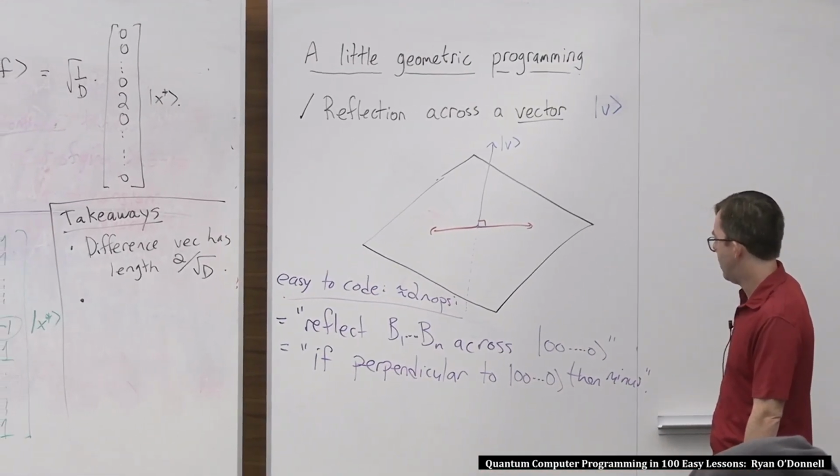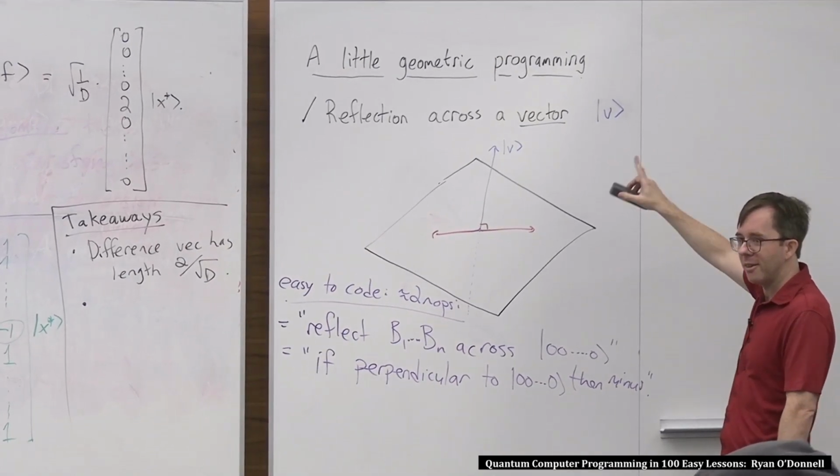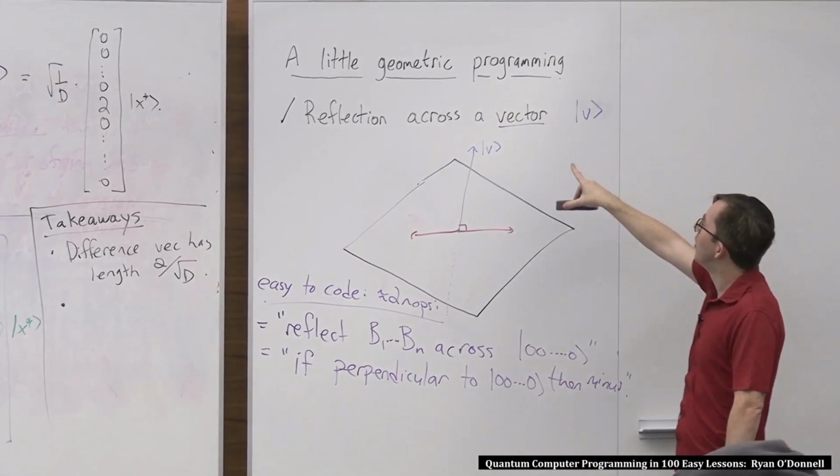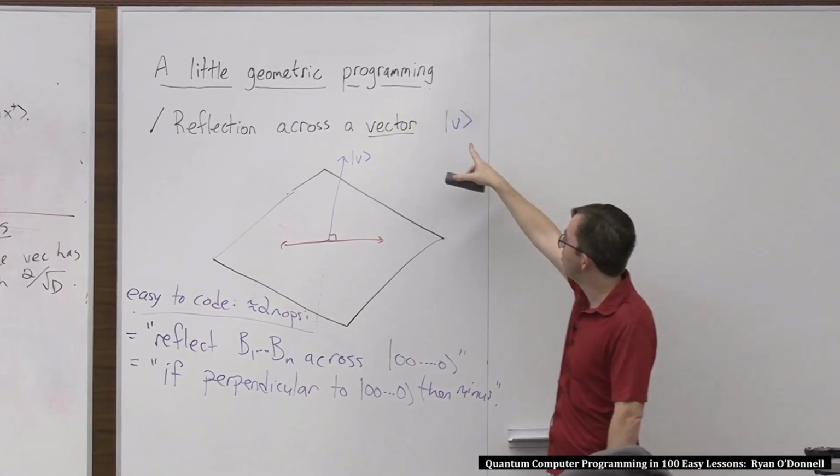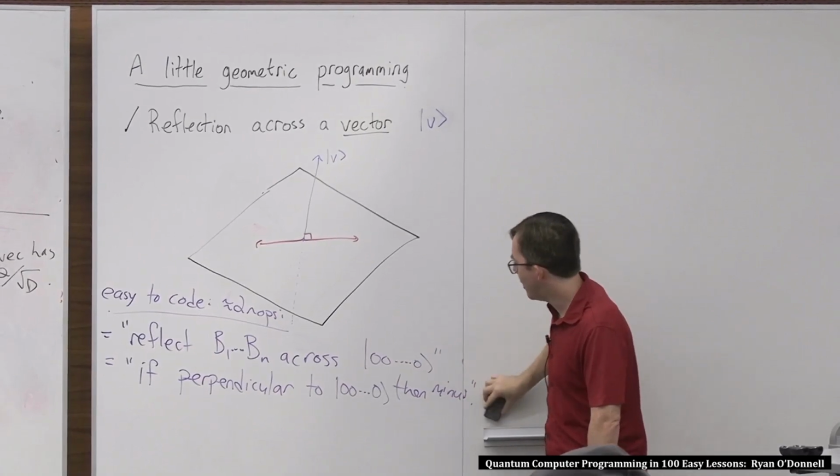So let's draw a picture of it. We're going to need this in a section. So remember it. If you want to reflect across your favorite vector v, as long as it's easy to code up v, then you can do it.